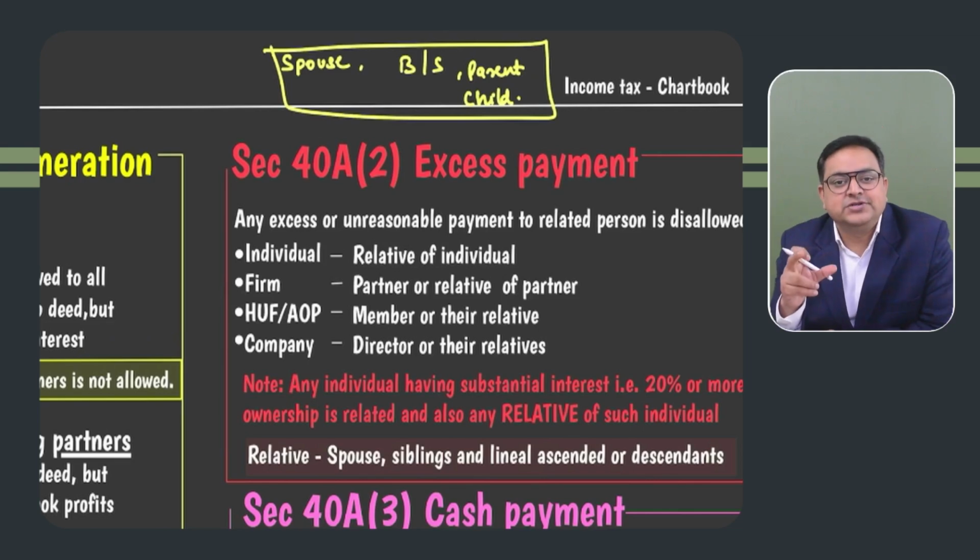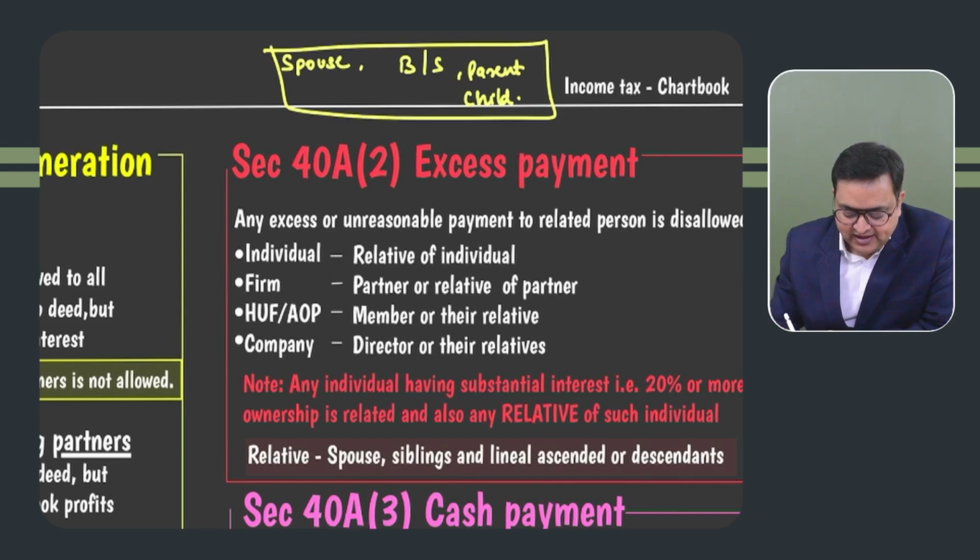So in your question, the question paper will try to confuse you, saying that the assessee has made a payment to a sister-in-law. See, sister-in-law is not a related party over here. So it is only spouse, brother, sister, parents, or children. These are the only related parties, right? Spouse, siblings meaning brother and sister, linear ascendant, linear descendant. These are the only related parties.